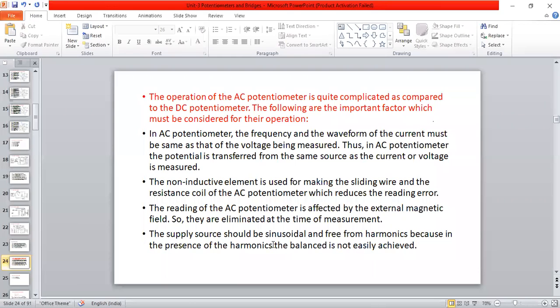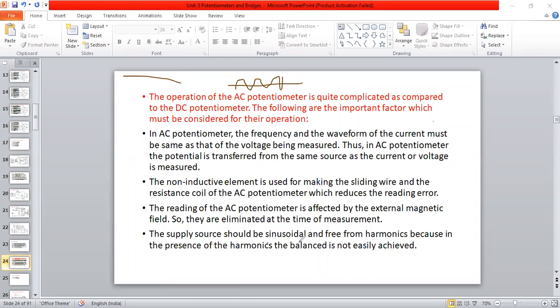The supply source should be sinusoidal. Sinusoidal means what? AC or DC? Don't know, sir. This is DC. Sinusoidal means alternating current, alternating positive half cycle and negative half cycle. This is called a sinusoidal waveform.